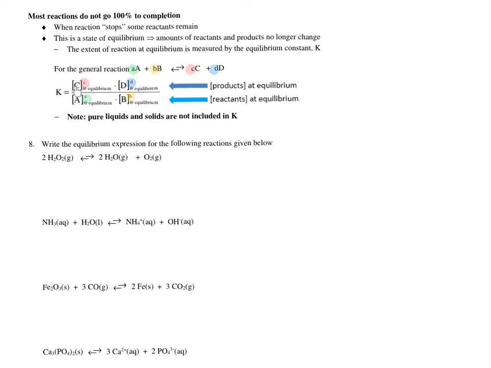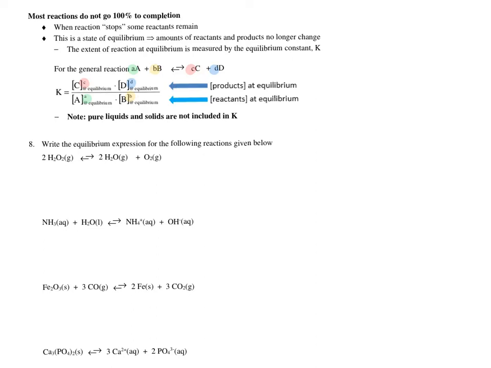For example, C, our product here, this exponent is going to come from the coefficient associated with product C. The exponent associated with product D is going to come from this coefficient. And by similar means, we're going to get our exponents for A and B in the reactants. This exponent comes from the coefficient with A. This exponent comes from the coefficient associated with B.